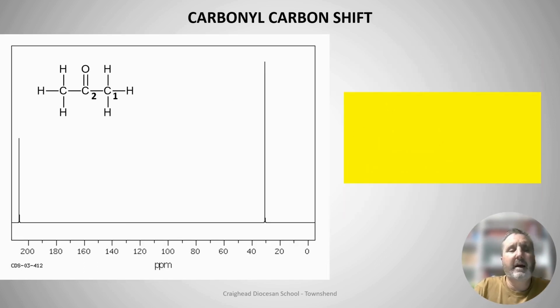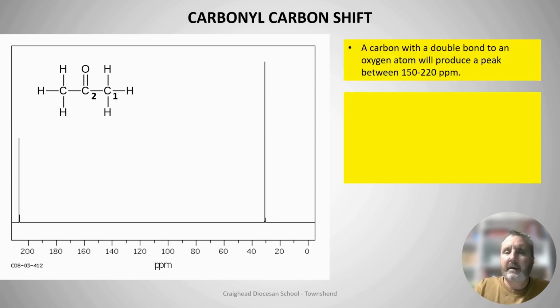Okay, so a carbonyl group is the one that gets shifted the most. And remember, a carbonyl is when a carbon is double bonded to an oxygen. Now, carbon double bonded to an oxygen will have a range from 150 to 220.